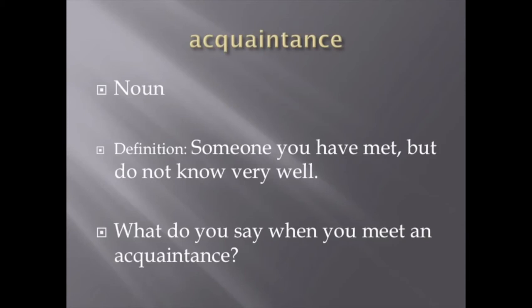The first word on our list this week is acquaintance. Acquaintance has the A-N-C-E suffix at the end, so we know just by looking at the word that it's a noun. In this case, that's true. Acquaintance is a person. Let's look at the definition. An acquaintance is someone you have met, but do not know very well. If I were to use the word acquaintance in a sentence, I could say, I would not tell an acquaintance any of my deep secrets. What would you say when you meet an acquaintance? Think about it and write your answer on your vocab sheet.